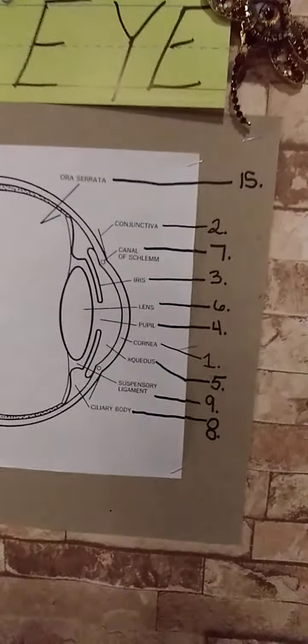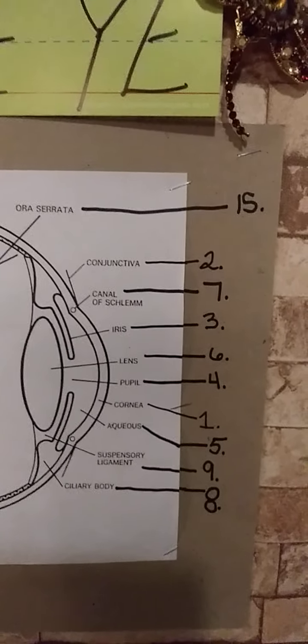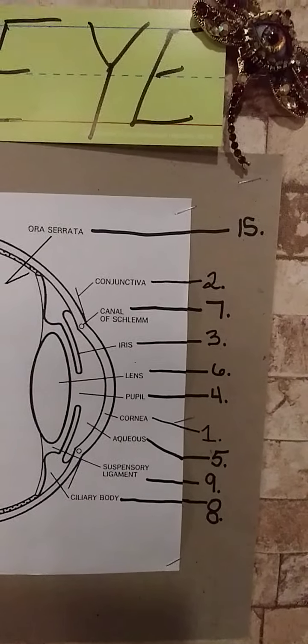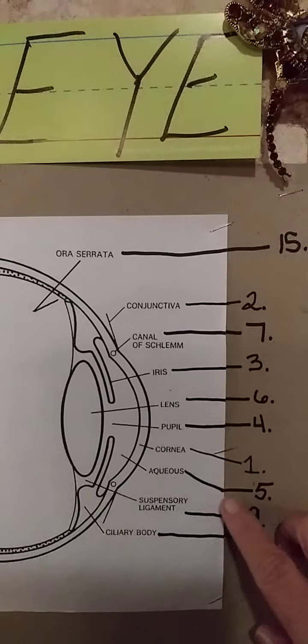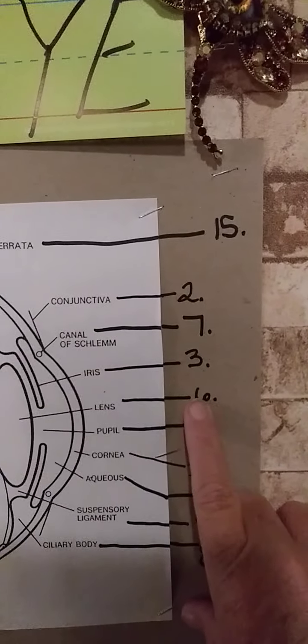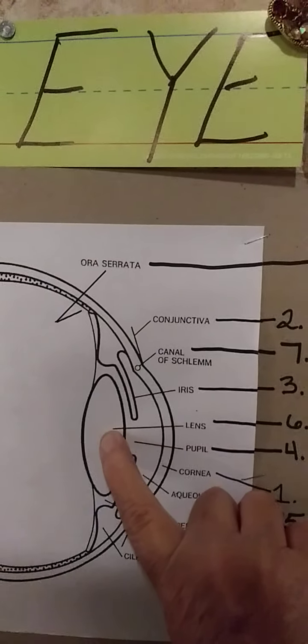And then the lens is the resilient, transparent structure in the eye that focuses light by changing curvature. It provides secondary refraction after the cornea. And here is the lens, and it is number 6. There we go, the lens. And it's back here. It's behind the pupil.